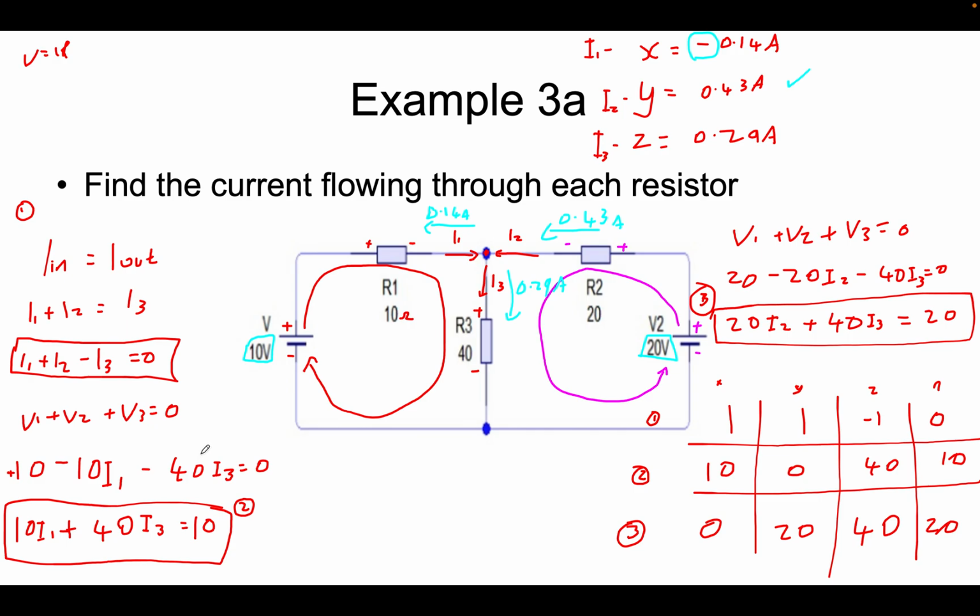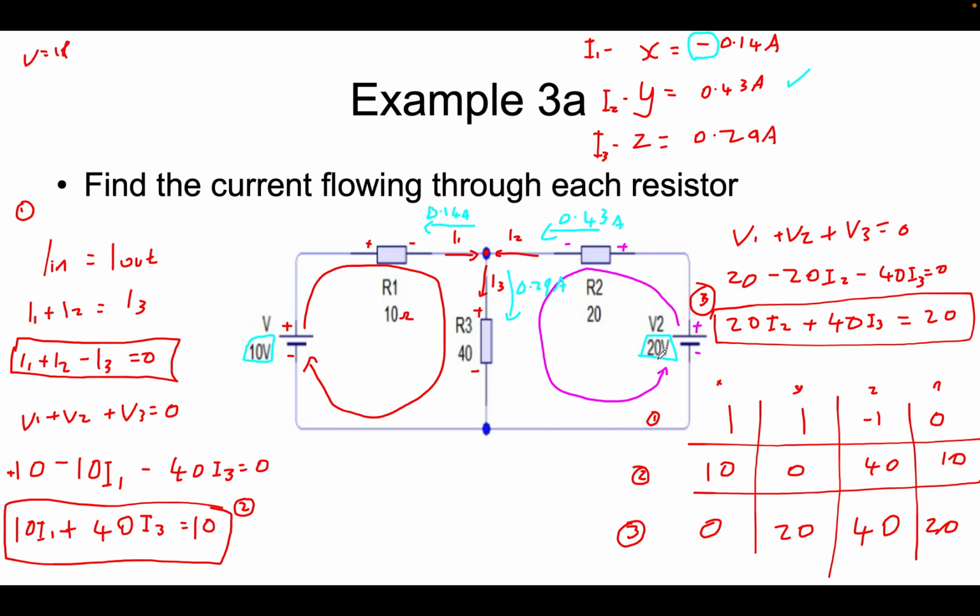Rearrange to put the number on one side, so I'll take these to the other side. This will become positive 10 I1, positive 40 I3, and then equals 10. So I've already flipped the side as well, so I will have it looking like this. Third equation is exactly the same, very easy.